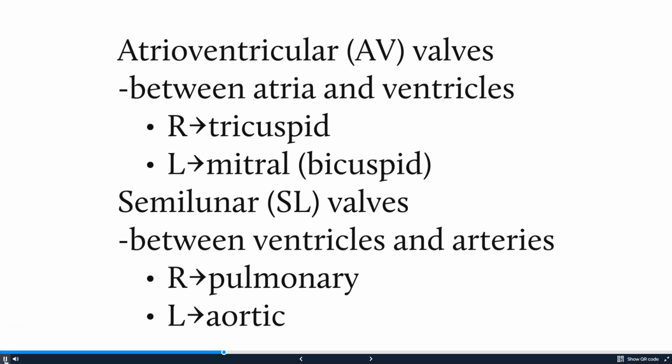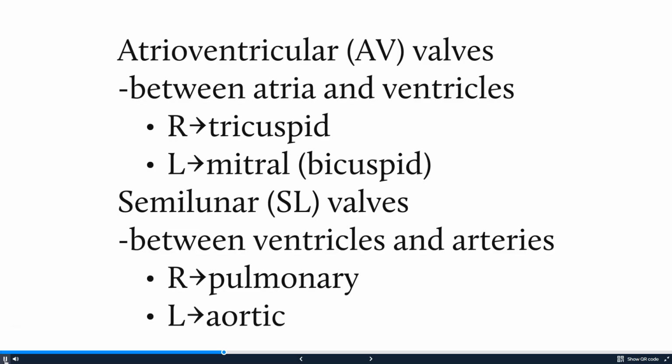Valves are there to ensure that blood only moves in one direction. And there are 2 types of valves, 2 of each type. There are the atrioventricular valves, or AV valves, which are found between atria and ventricles. On the right side is the tricuspid valve, and on the left side is the mitral valve, which is also known as the bicuspid. Then there are the semilunar valves, which are between the ventricles and arteries. On the right side is the pulmonary valve, and on the left side is the aortic valve.